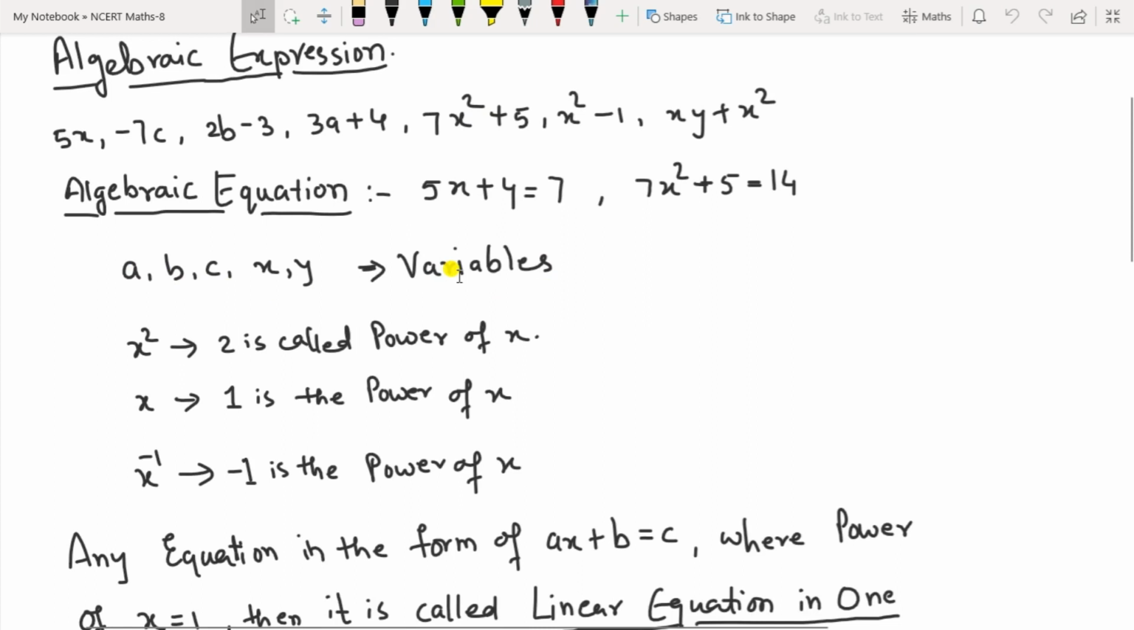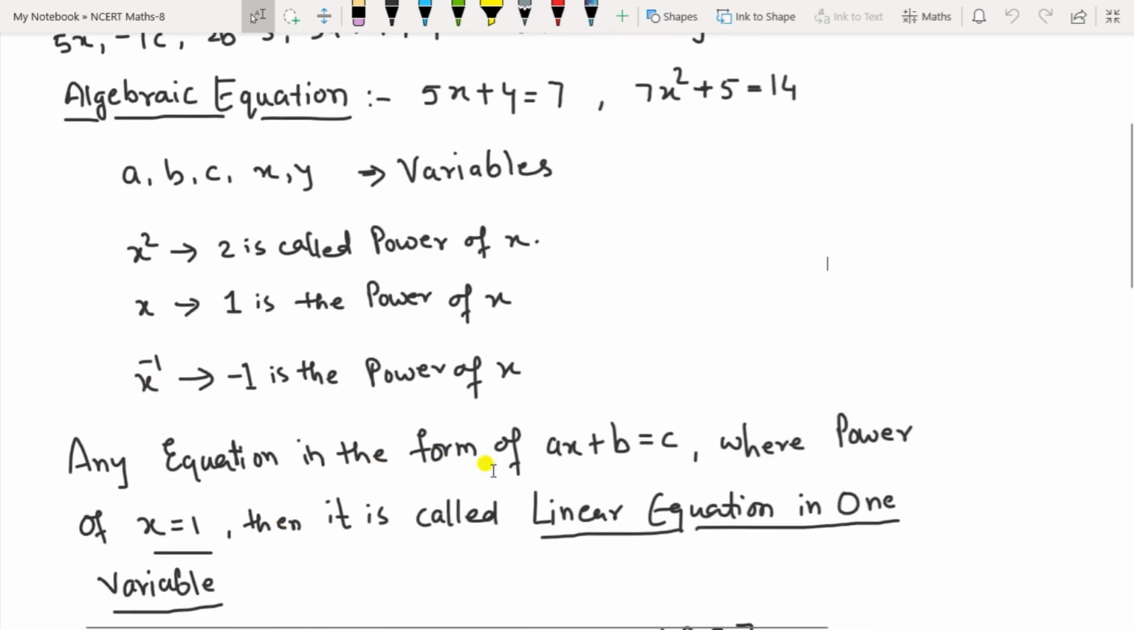Those are called variables, and if the superscript of x is 2, it is called the power of x as 2. If the superscript of x is 1, then the power of x is said to be 1. If the superscript of x is minus 1, the power of x is minus 1. So for any equation in the form of ax plus b equal to c, where the power of x is 1, such equations are called linear equations in one variable.